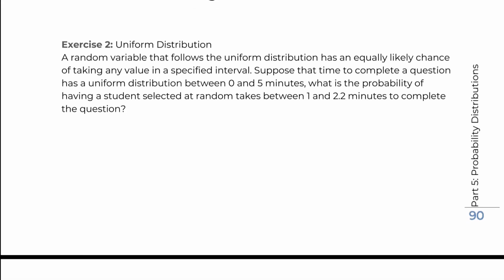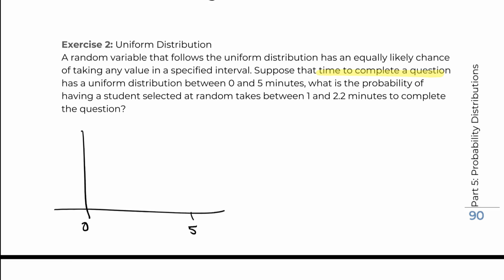Uniform distribution. This is probably more similar to what you might see on a test. I would suggest pausing, trying this on your own, and then checking. But again, this one is a uniform distribution, so everything is equally likely, and the values can be anywhere between 0 and 5. And again, time to complete a question is continuous, right? So we could start by drawing out our cute little curve. Anywhere from 0 to 5 minutes to complete this question.